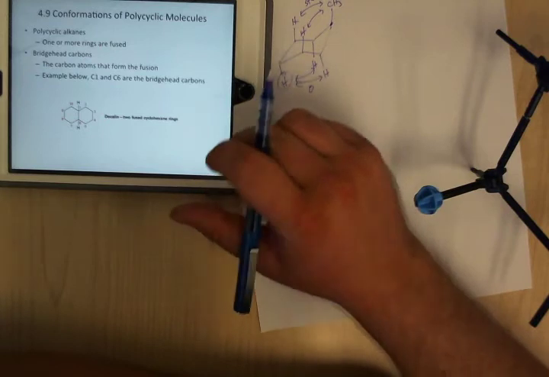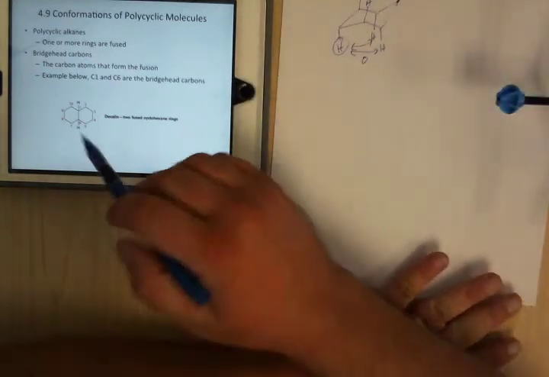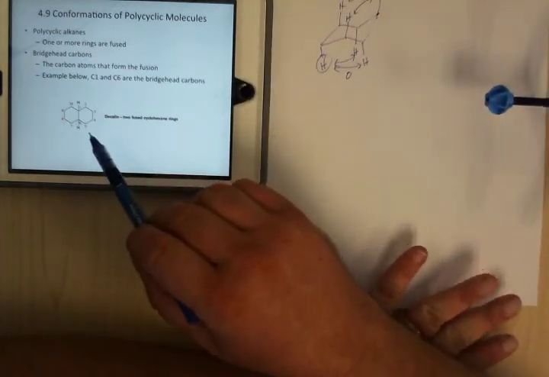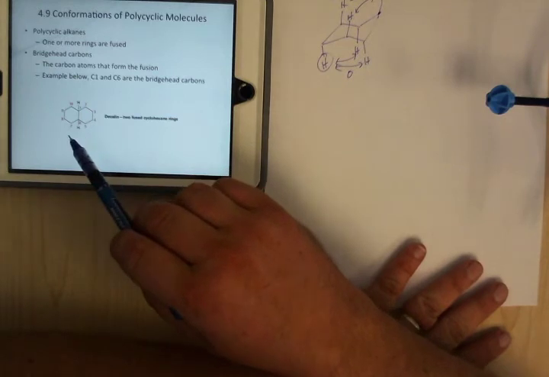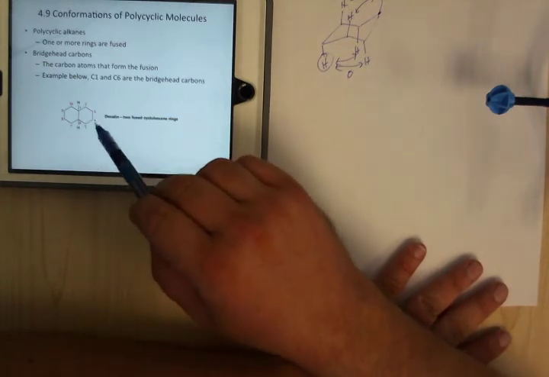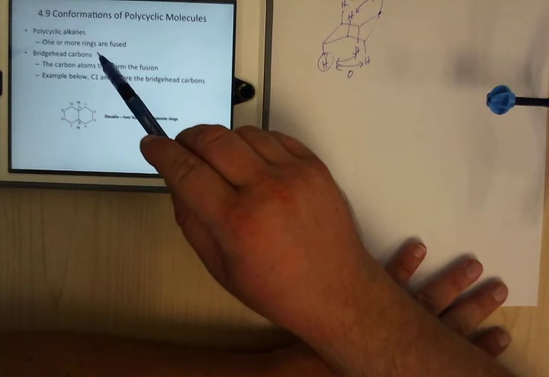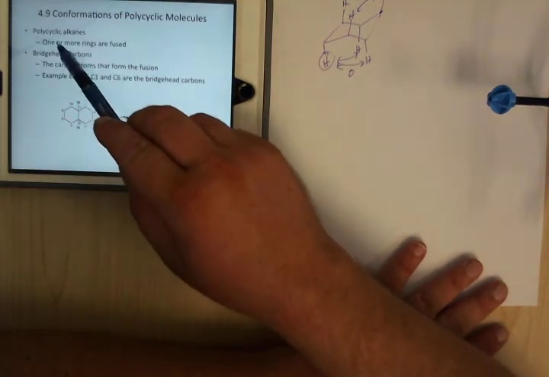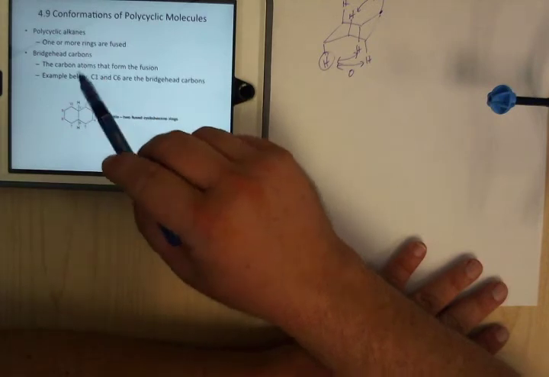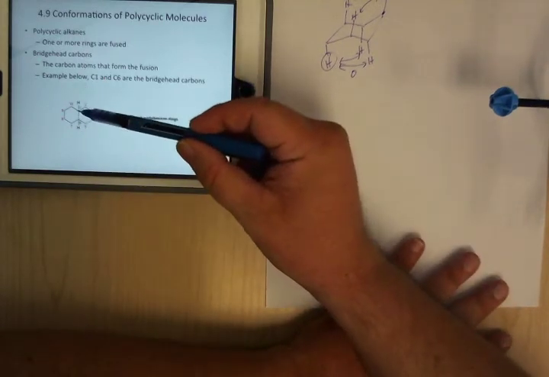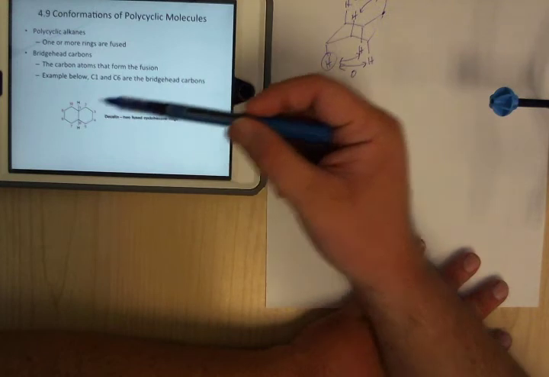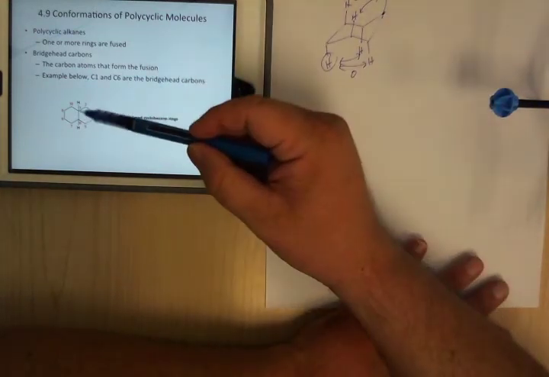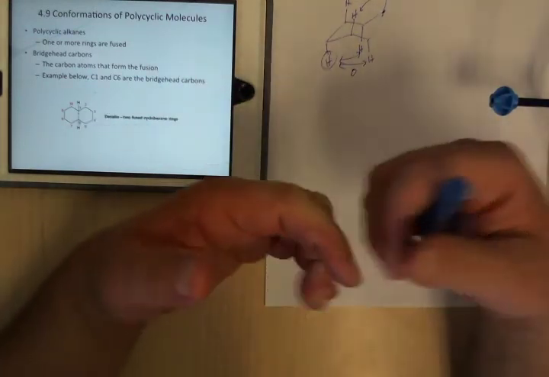Okay, so last thing. We can have these rings fused. You don't just have to have one ring. So these are what are called polycyclic alkanes. There's more than one cycle in these things fused together. Where they fuse together, in this case carbon 1 and carbon 6, that's called the bridgehead. That's where the fusion forms.